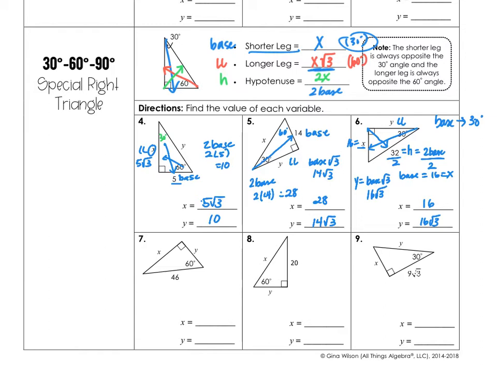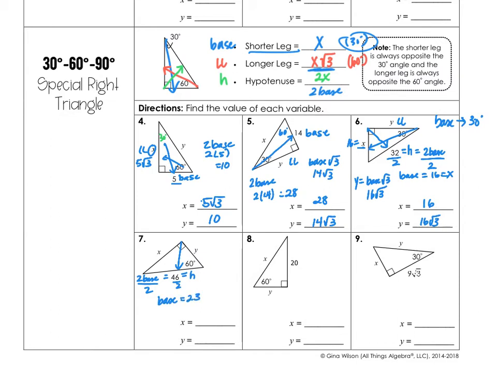Alright, so let's move on to number 7. This one is going to work the same way because it is giving us the hypotenuse. If it gives us the hypotenuse, the hypotenuse is always 2 times the base. So to find the base, we divide by 2. And so the base is 46 divided by 2, which is 23.